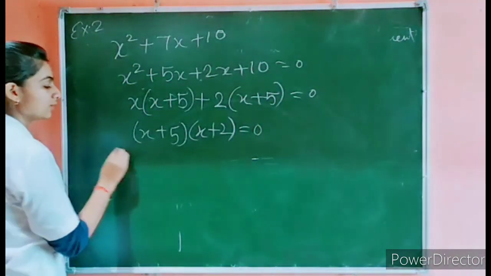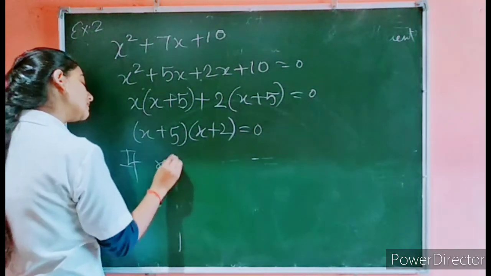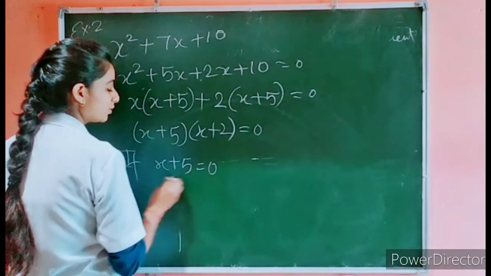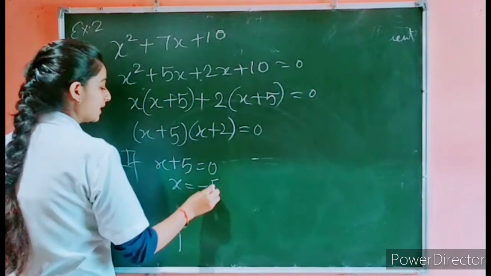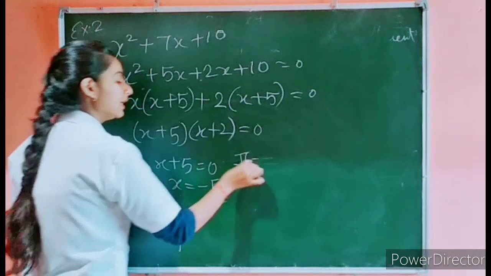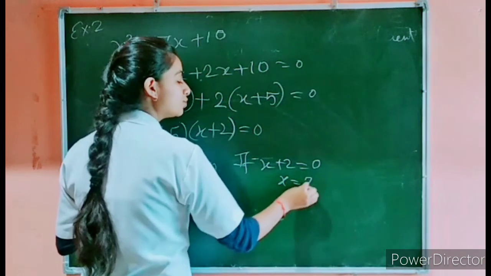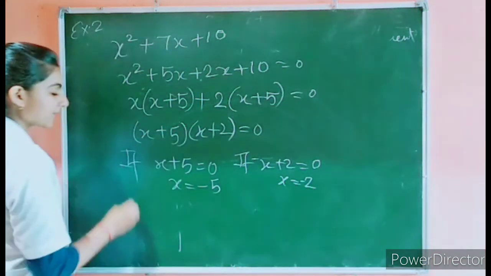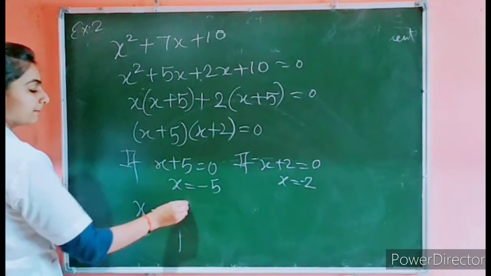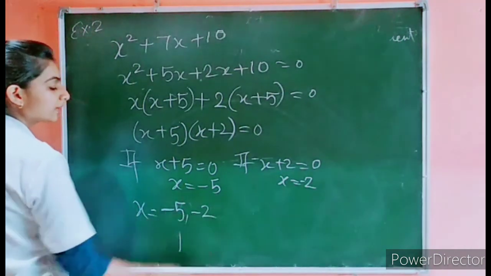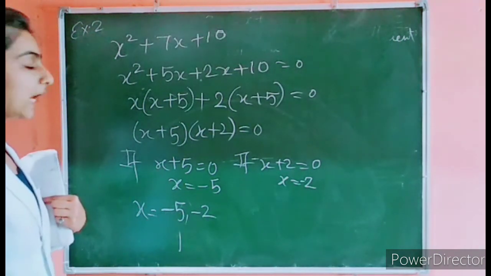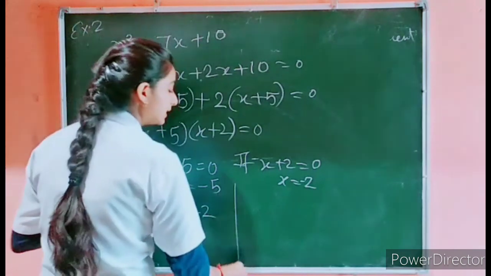Now we will find the zeros. If x plus 5 is equal to 0, then x is equal to minus 5. If x plus 2 is equal to 0, then x is equal to minus 2. Our zeros will be minus 5 and minus 2. Now we have to verify the relation.